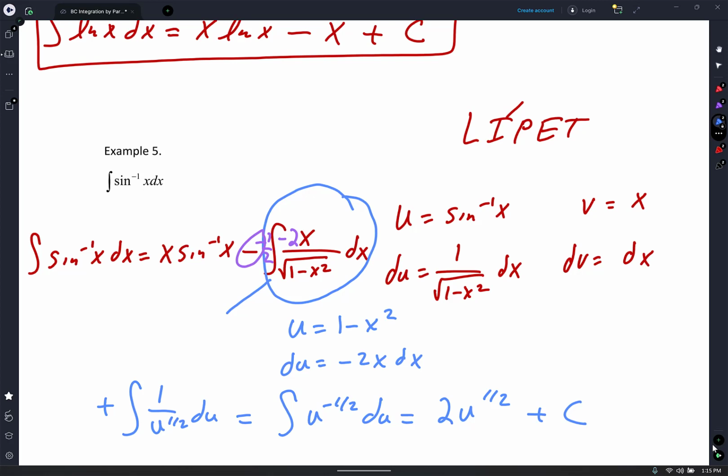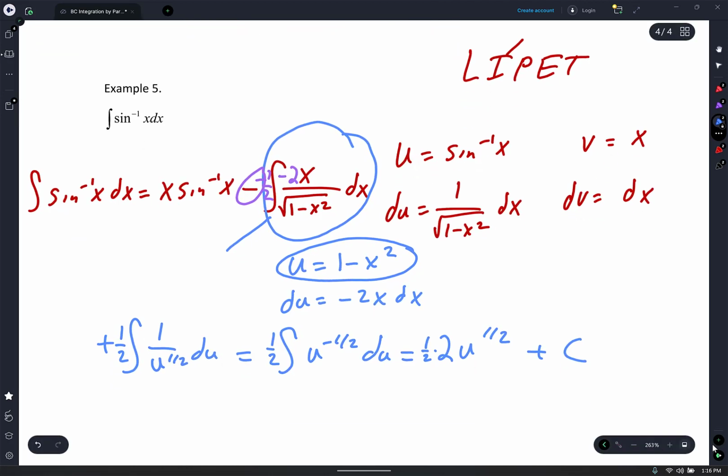I plugged in 1 minus x squared is u, right? What happened to the half? I brought it up. So negative half. No, the half that you put on the outside. Oh yeah, it should still be there. So what's half times 2? 1. Okay, so here's my final answer.